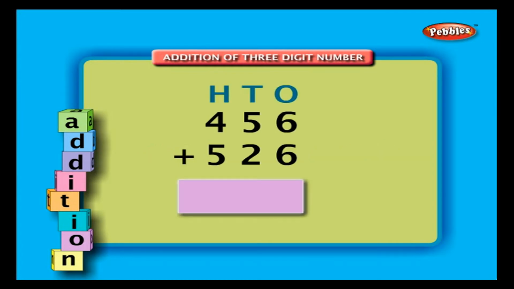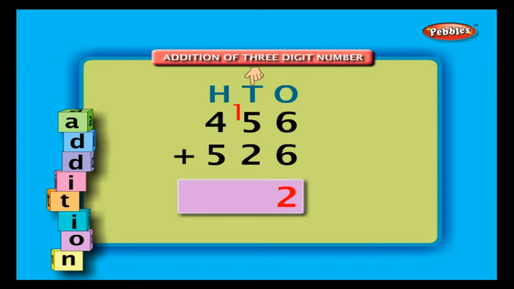Arrange the numbers in a column. First add ones column. 6 ones plus 6 ones is equal to 12 ones. 12 ones is equal to 1 tens plus 2 ones. Write 2 below the ones column and carry over 1 tens to the tens column.